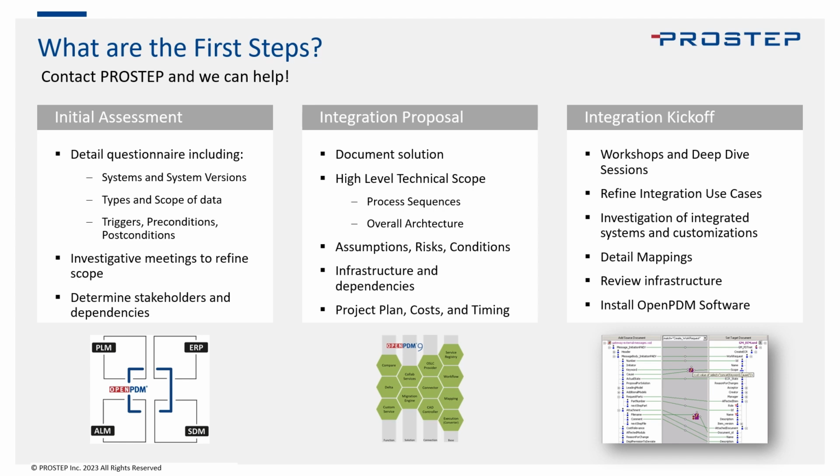From there, we'll generate an integration proposal where we'll document the solution, do a high-level technical scope, including process sequence diagrams and overall architecture diagrams, kind of document assumptions, risks, conditions, dependencies to the infrastructure and needs there, so that we have everything aligned to get going right away. And then project planning, timing, and costs overall of the project.